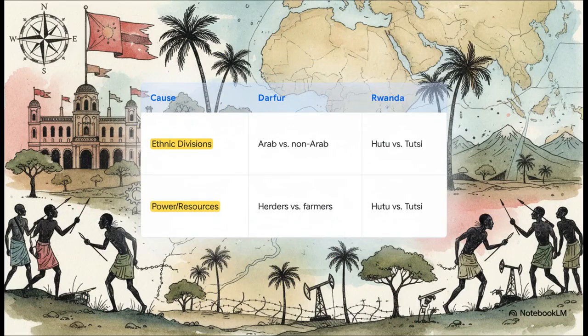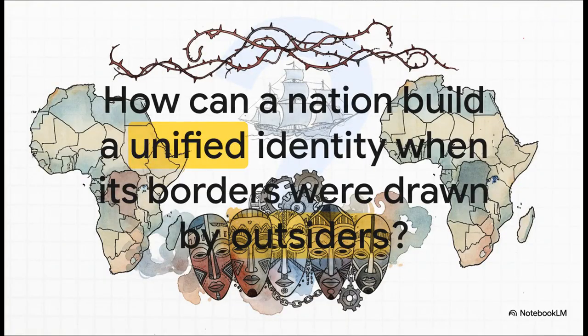So what's the connection? What's the common thread here? Well, as this chart shows, both of these horrible conflicts were fueled by deep ethnic divisions and a brutal competition for power and resources. And these were divisions that were either created or made so much worse by the policies of the colonial powers. And that really brings us to the final, most critical takeaway for your exam.